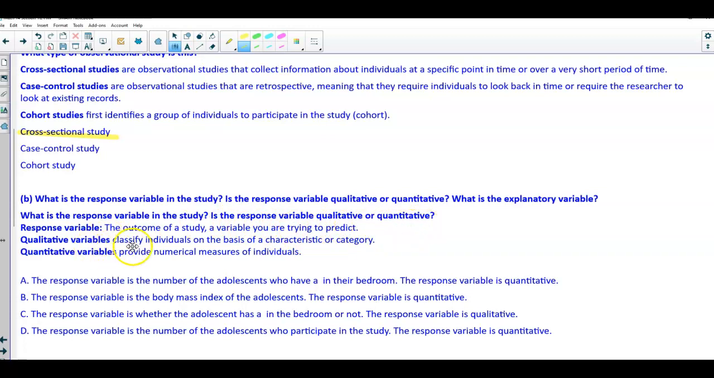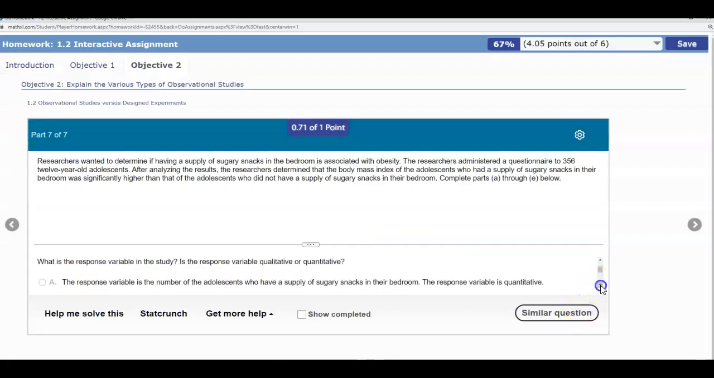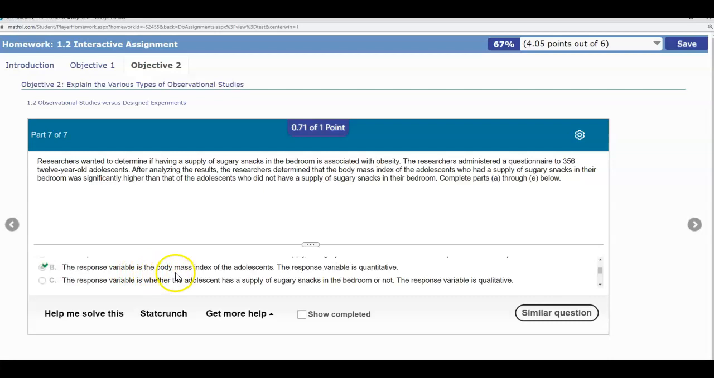And then we want to determine, is the response variable qualitative or quantitative? So remember, qualitative variables classify individuals on the basis of a characteristic or category, and quantitative variables provide numerical measures of individuals. Okay, so we're trying to find out what is the body mass index of the adolescents. So therefore, we would say that the response variable is the body mass index of adolescents. And is the response variable qualitative or quantitative? Well, when we get the number, which is a body mass index, it is a quantitative amount. So therefore, the response variable is quantitative. So taking a look at the answer there, it is B. The response variable is the body mass index, and the response variable is quantitative.